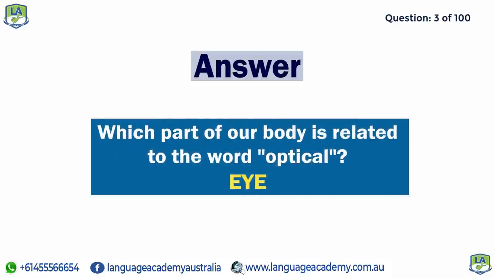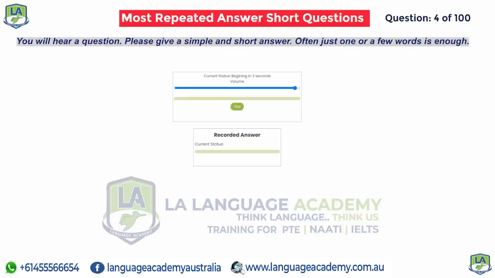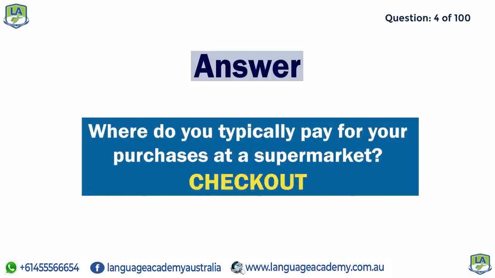Which part of our body is related to the word optical? Eye. Where do you typically pay for your purchases at a supermarket? Checkout.